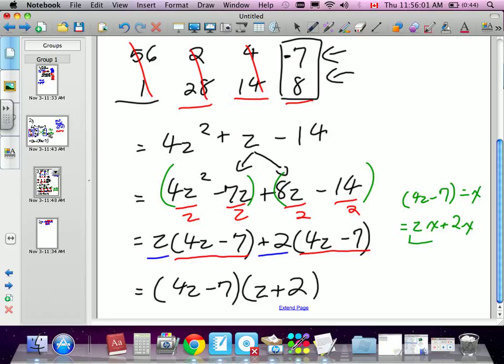What can I take as a common factor between z times x plus 2 times x? I could take x out, and I'll be left with what? Z plus 2. Well, if I go back and replace my x now with what it was originally equal to, I get 4z minus 7 times z plus 2. Okay? So in other words, I'm using that bracket as the common factor, and I'm factoring out the entire bracket because it's common in both terms.